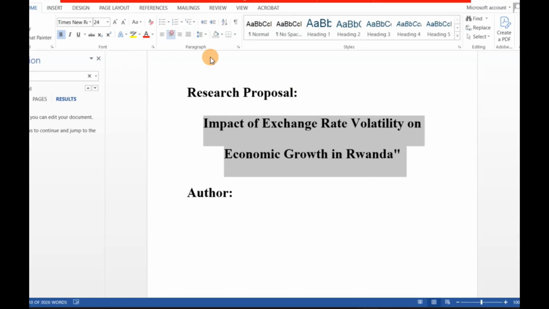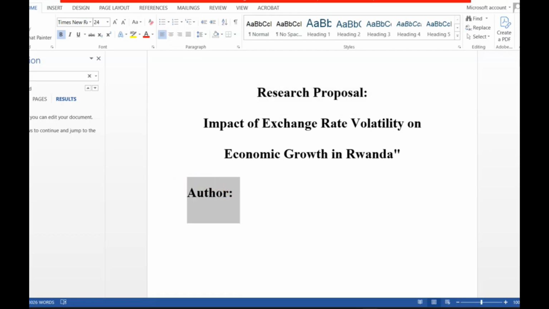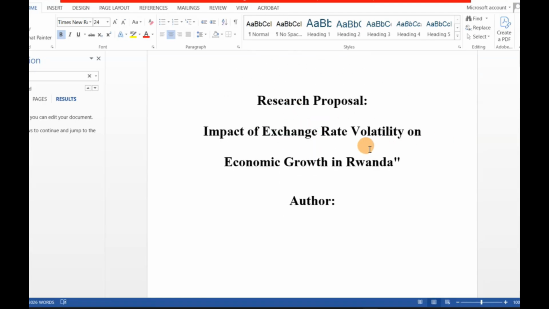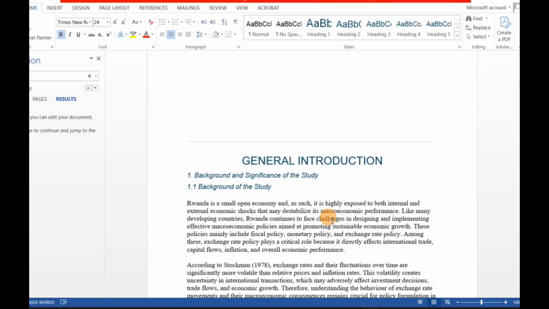And put spacing between the proposal and the author. So you can see at least the research proposal: impact of the exchange rate volatility on economic growth. What is our X? The X is the exchange rate volatility on economic growth. Author, maybe you can just put a name. I will not display the author, but it's good. At least he or she tried.